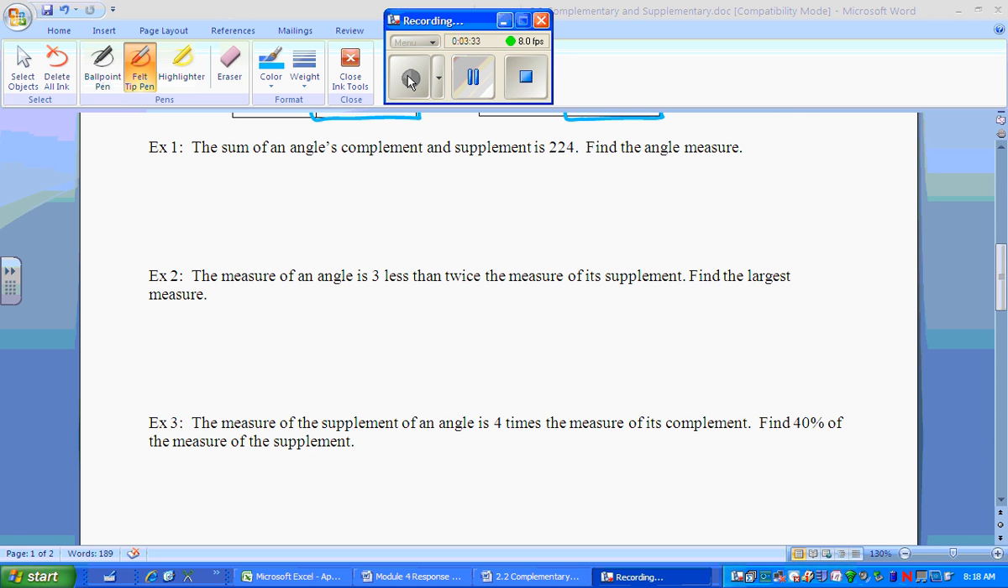The first three examples are dealing with our algebra skills and being able to write an expression using this idea of the complement and supplement that we just learned. So example 1 says the sum of an angle's complement and supplement is 224. So you have to use your algebra skills and realize that the sum here means to add. An angle's complement, which we learned just above, is 90 minus x. We just learned that a supplement is 180 minus x. Is is the equal sign, and then 224 is on the other side over here.